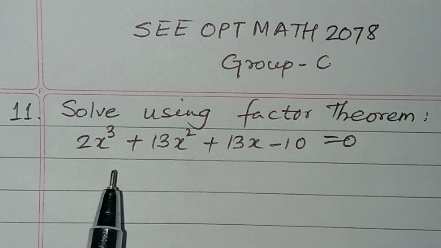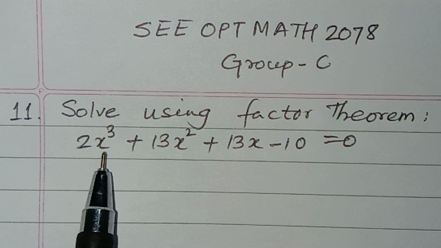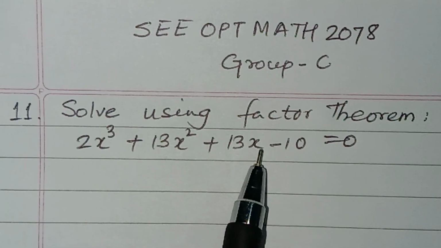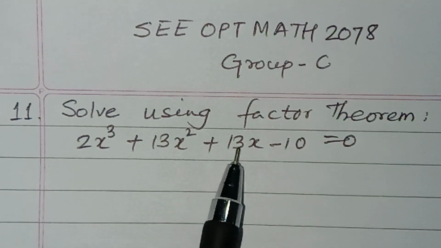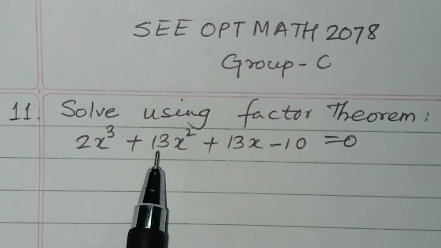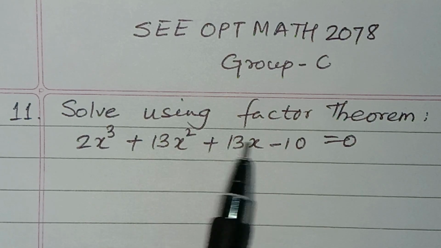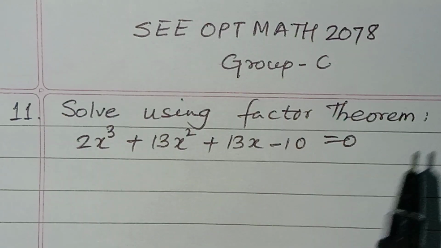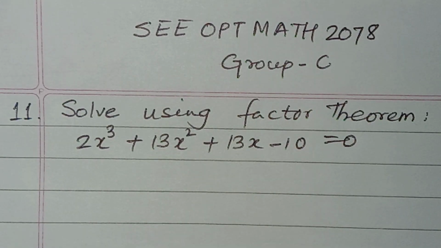Here the sum of the coefficients of the odd powers of the variable, 2 plus 13, is 15, and the sum of the even power coefficient and constant, 13 and minus 10, is 3. So 15 and 3 are not equal. That means 1 and minus 1 are of course not the zeros. Now we have plus 2 and minus 2.